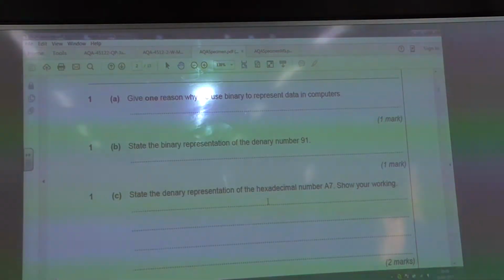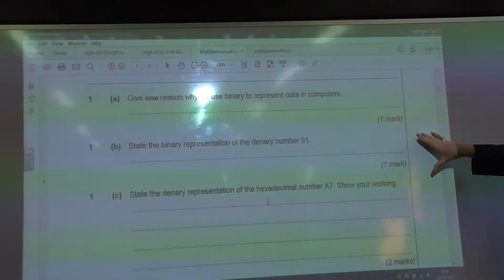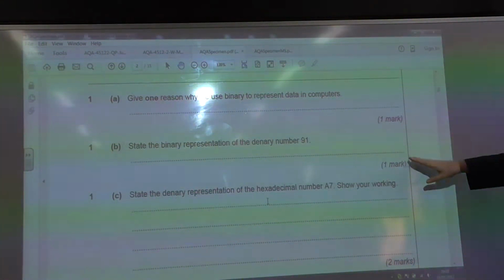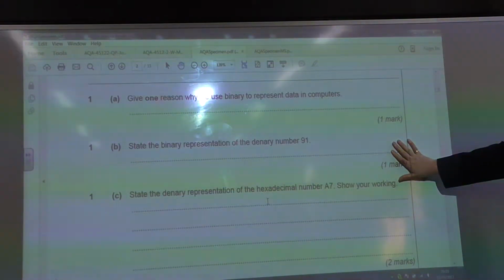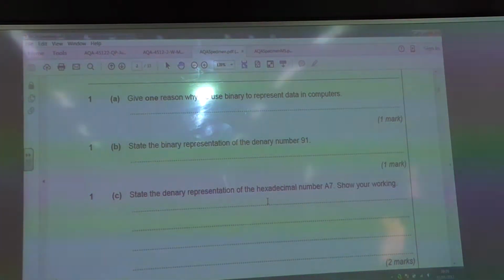Converting things to denary from binary, I'm not going to go over that because you should be able to do that. If you're not able to do that at this stage, then you definitely need to come and get some help, because binary conversion is on every single paper.